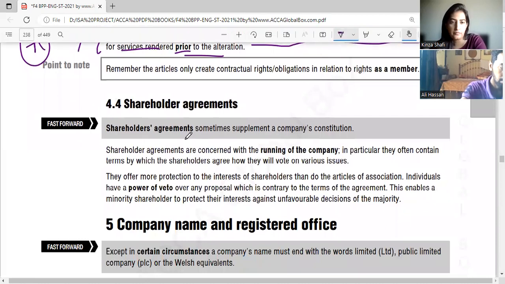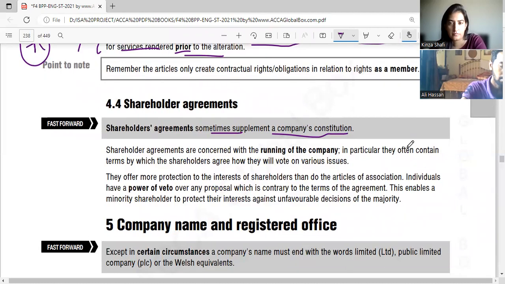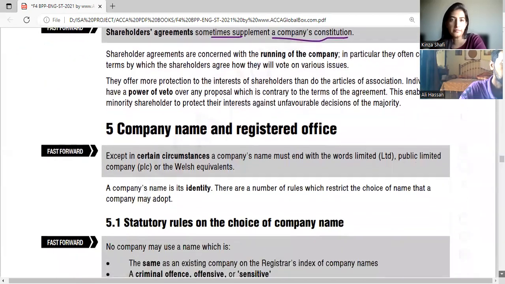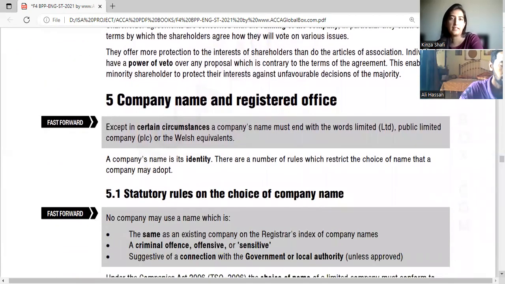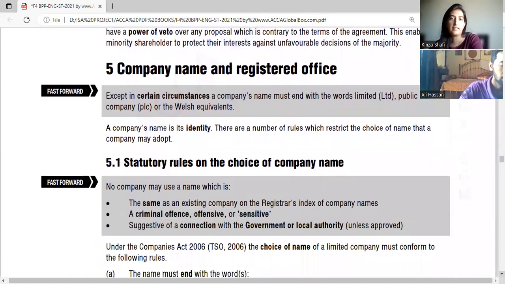Next, shareholder agreements. Shareholder agreements sometimes supplement a company's constitution. Yes, of course, because you don't make an agreement with every shareholder one by one. Generally you just issue the shares and that's it. That's good to go. And the articles state the rest of the terms and conditions.